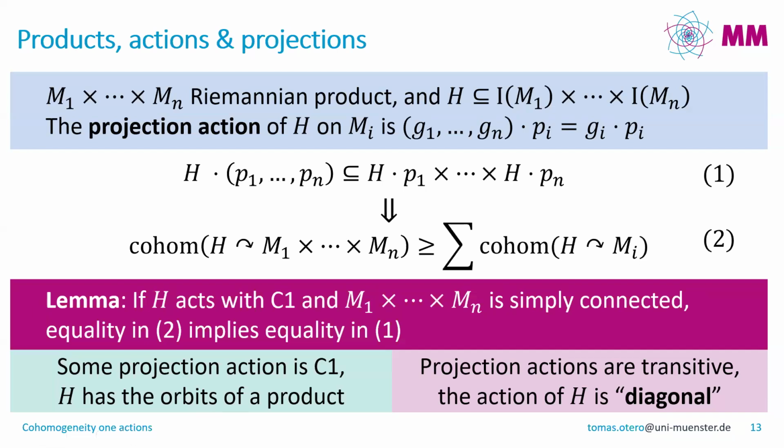But anyway, for homogeneity-one actions on simply connected spaces, this works perfectly, and so we have 2 options. This is the homogeneity is one here. Either we have that one of the projection actions is of homogeneity-one and the rest are transitive, which means that H has the same orbits as some product, the product of the projection actions, or all of the projection actions are transitive, in which case you say that this action is diagonal.